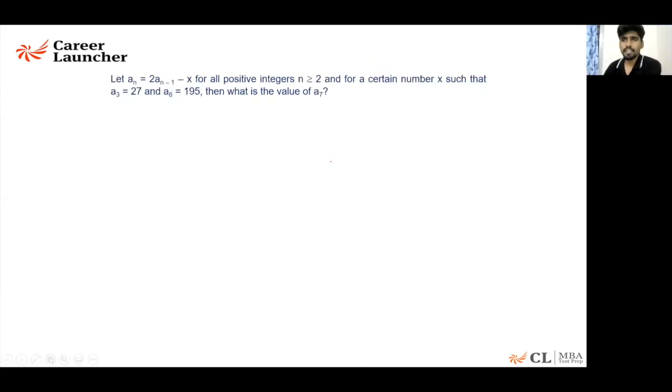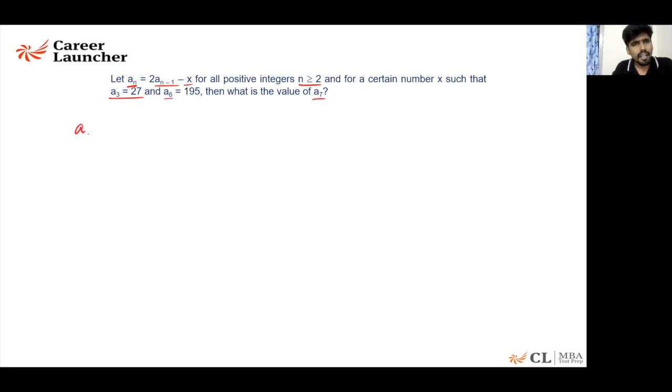All right. So this is a question that can be attributed to sequences or series or even functions. This is where you will find that there is some kind of patterns in numbers, and in this kind of series, these patterns are what you need to realize. So an is equal to 2an minus 1 minus x for all n greater than or equal to 2, and a3 is given. What is the value of a6?